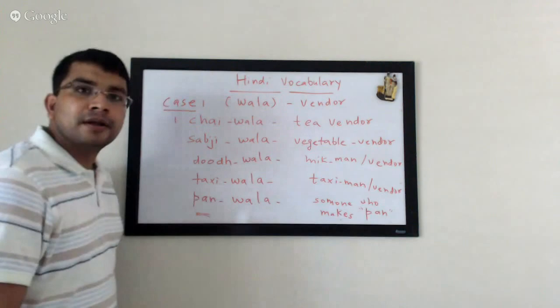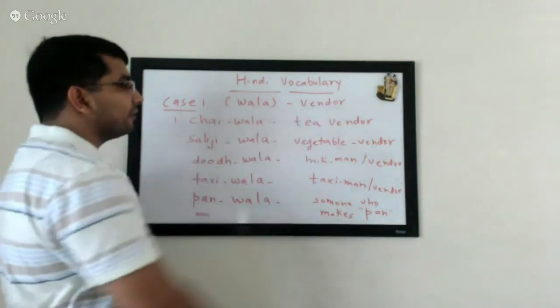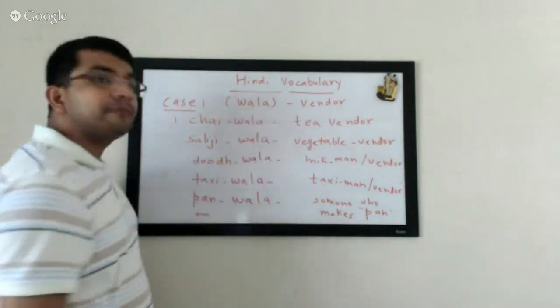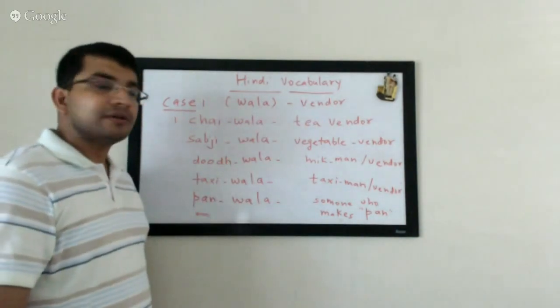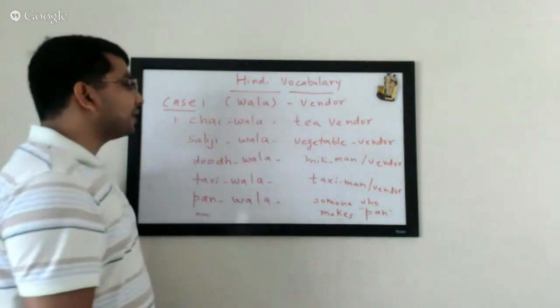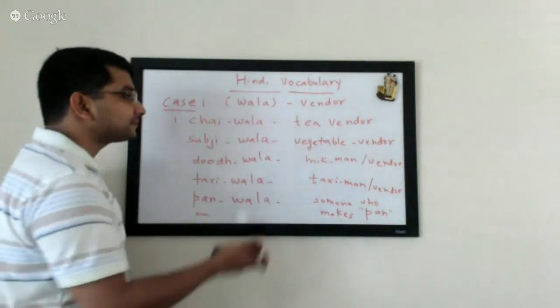Now, you've seen all of them are ending with wala, right? Case one, where it's a vendor of a particular object. And all of them, wala refers to the masculine singular, right? What if the person is feminine or female? As you can probably tell, all the wala will get replaced by wali.